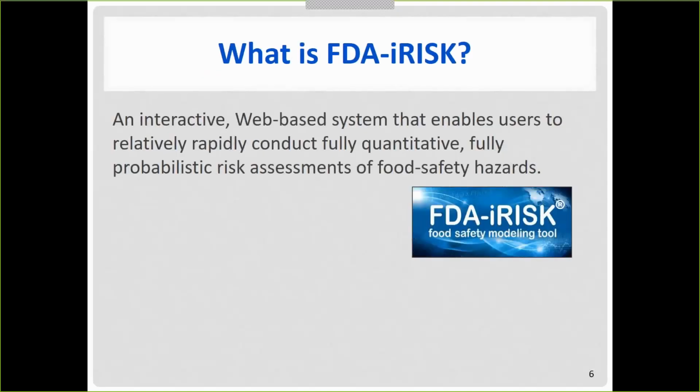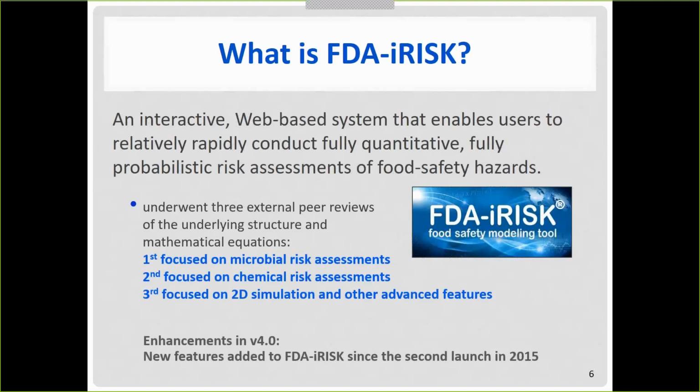FDA-iRISK is an interactive, web-based food safety risk modeling tool that enables users to relatively rapidly conduct fully quantitative, fully probabilistic risk assessments of food safety hazards, which inform risk management decisions. FDA has conducted 3 formal external peer reviews of the underlying model structure and mathematical equations, and also has performed beta testing in parallel.